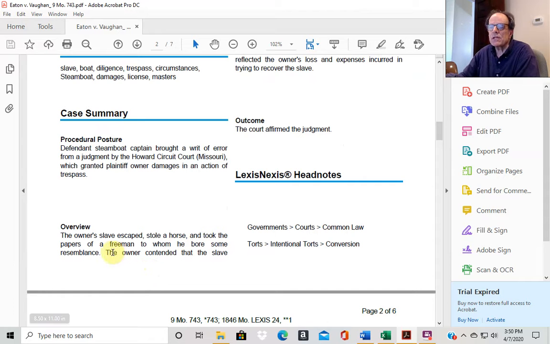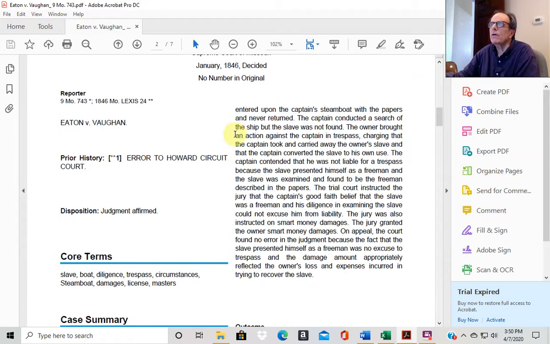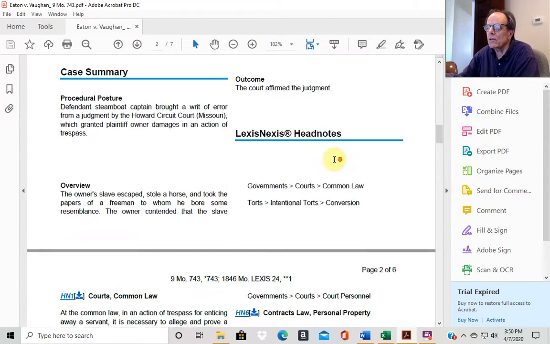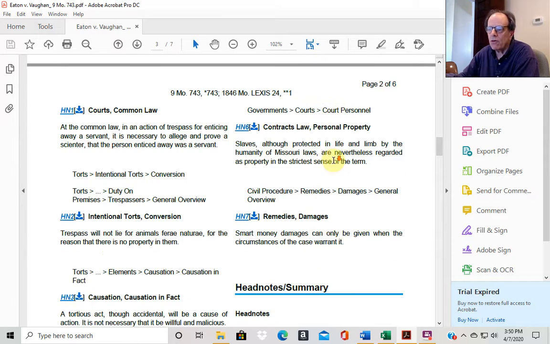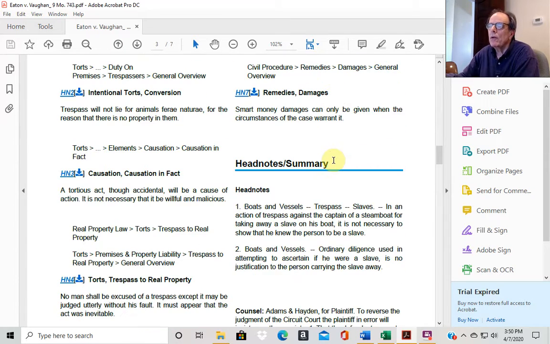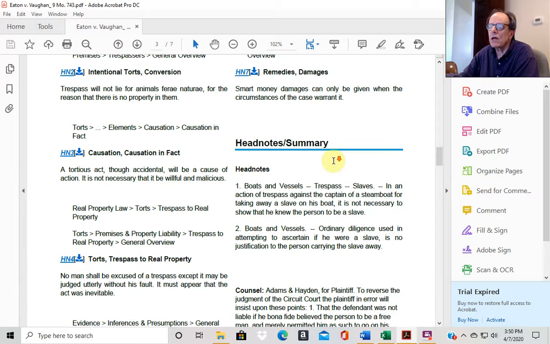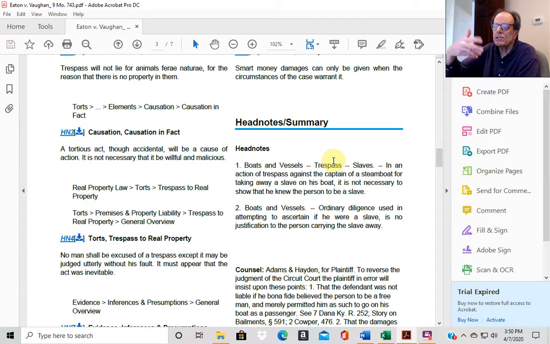And notice it says the owner contended that the slave entered upon the captain's steamboat. So this is the clerk of court saying, here's what the owner contended. And the owner in this case is Vaughan, the slave owner. In the head notes and summary, you can kind of piece together what people are talking about.